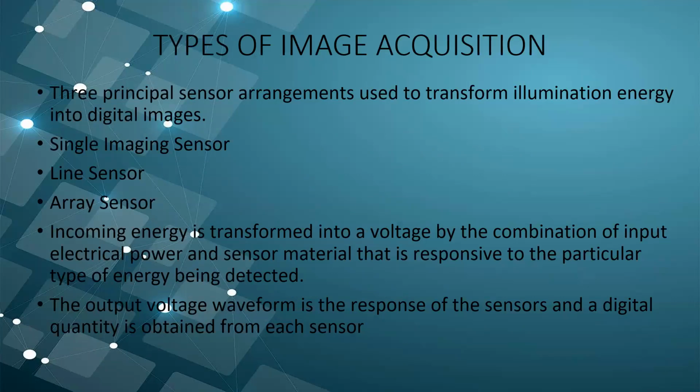Three main principal sensor arrangements are used for transforming illumination energy into digital images: single image sensor, line image sensor, and array image sensor. Incoming energy is transformed into a voltage by the combination of input electric power and sensor material that is responsive to the particular type of energy being detected. The output voltage waveform is the response of the sensor, and a digital quantity is obtained from each sensor.